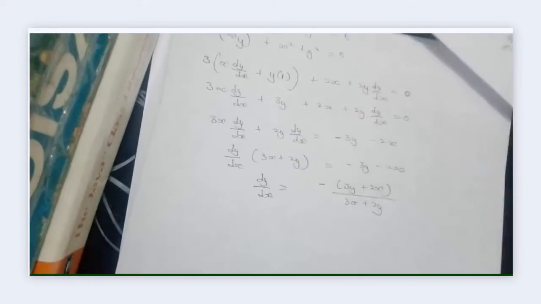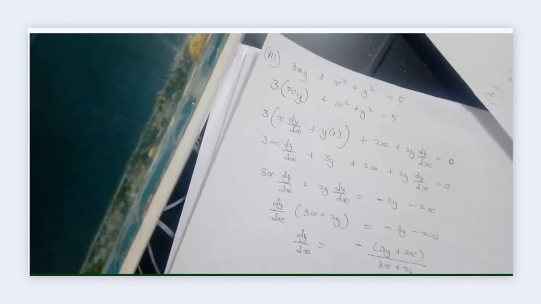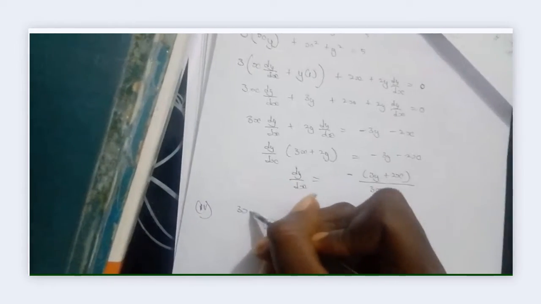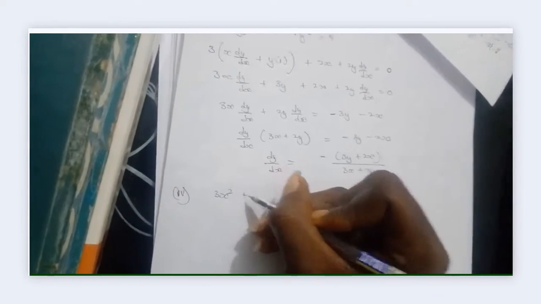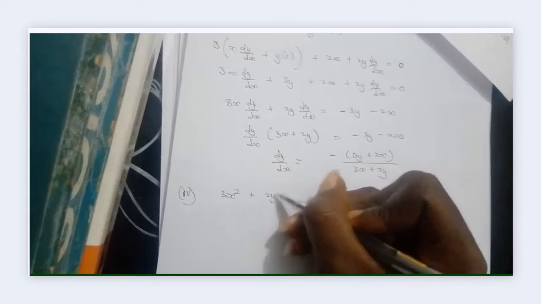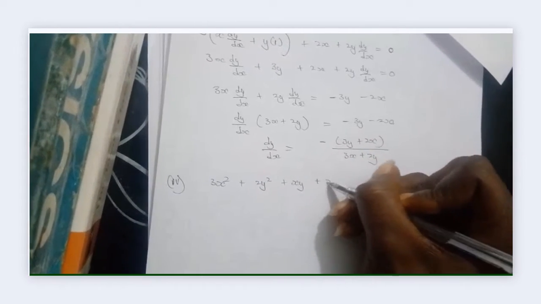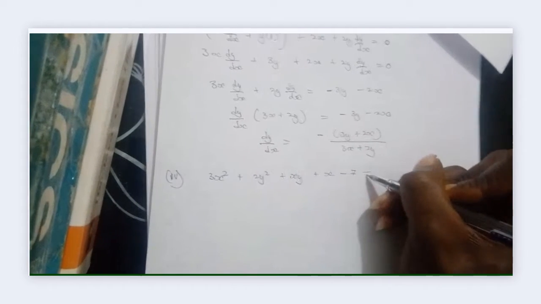Hope I'm clear enough. So it's just what I'm just following the normal protocol. So let me also try the fourth one, which is 3x squared plus 2y squared plus xy plus x minus 7 equals to 0.